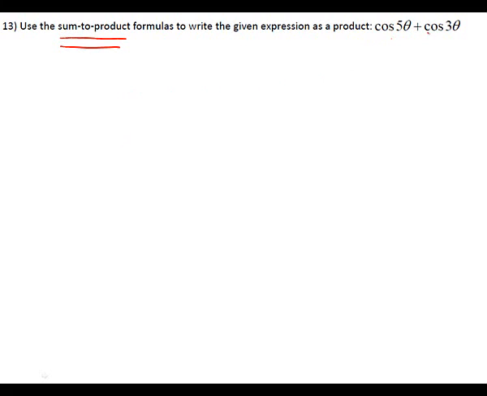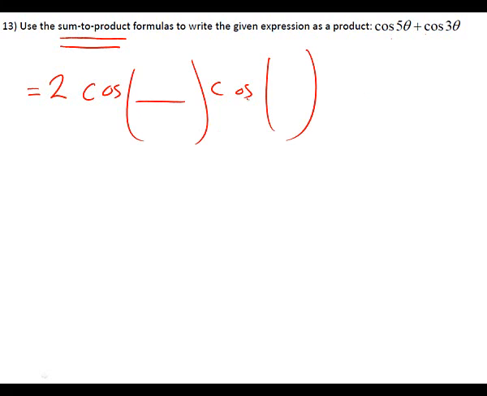I've got a cosine plus a cosine. So what do all of those formulas start with? 2. For cosine plus cosine, what am I multiplying together? Cosine and cosine. Okay, and then in here we divide them all by what? 2. The first one is always a plus, the second one is always minus, and then I've got 5 theta, 3 theta. 5 theta, 3 theta.